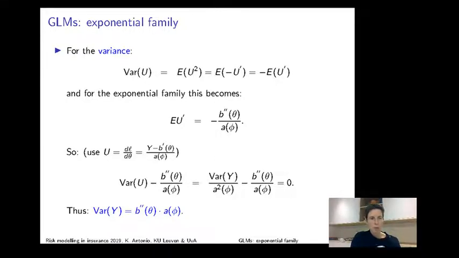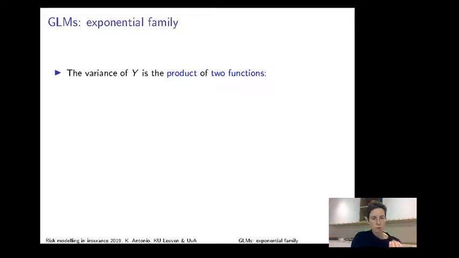And to retrieve an expression for the variance of y from this relation, you will calculate the variance of U from its expression as given before on sheet number 7. Putting this all together, you will see a general expression for the variance of y appearing. It is equal to b double prime multiplied with the function a evaluated in phi. So, whereas the variance in a normal linear regression is fixed and constant, the variance of a random variable with a distribution from the exponential family is now a product of two functions.